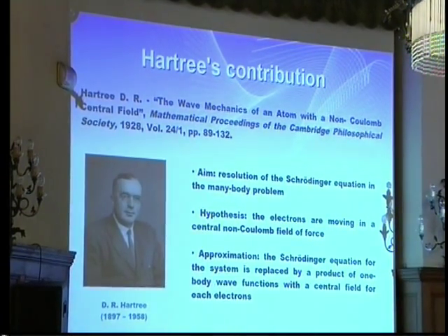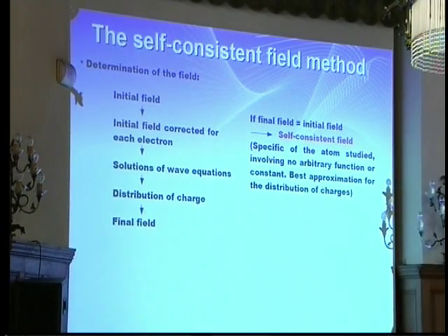It is then necessary to find the field able to reproduce the distribution of charges and then to solve the Schrödinger equation. So initially, you take an initial field. It was often chosen referring to previous studies like those based on the Thomas-Fermi model. And then you correct that initial field for each electron. The electron does not act on itself. You calculate the solution of the wave equation and a new distribution of charges. And from that new distribution of charges, you can have a final field. If the final field equals the initial field, and you can do many iterations, then you have a self-consistent field.